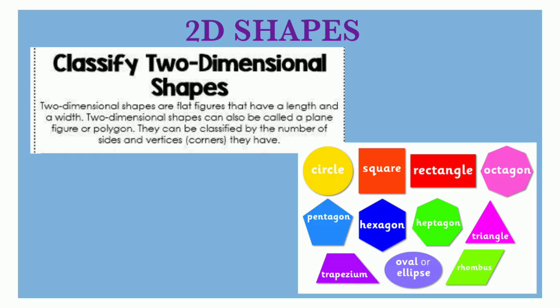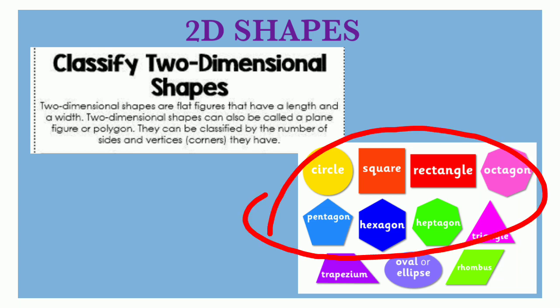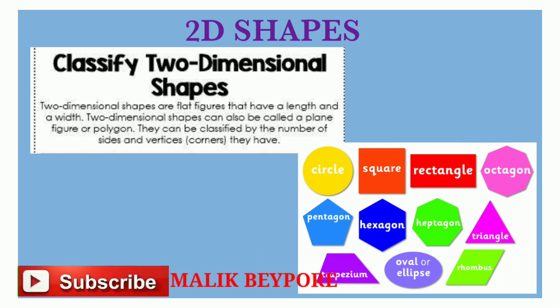2D shapes important formula. What is 2D shapes? 2D means two-dimensional figure, that is two measurements. So simply we can say every figure we can draw on the plane surface or on the paper is called a two-dimensional figure. For example, circle, square, rectangle, octagon, pentagon, etc. These all figures we can draw on the paper or plane surface.